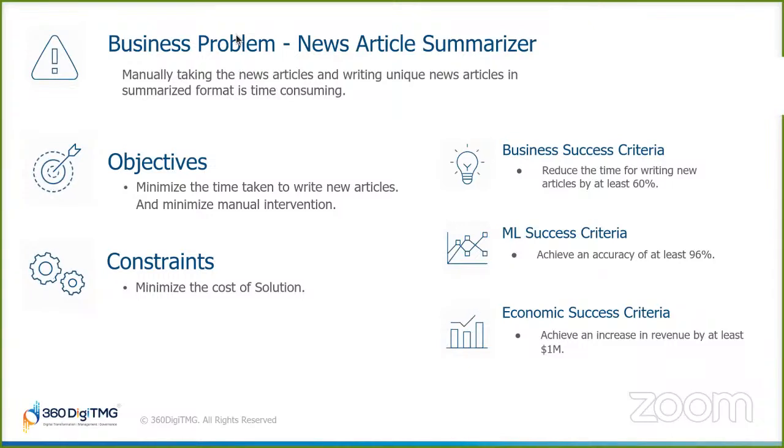For this we have business success criteria, ML success criteria and economic success criteria. Business success criteria is reducing the time for writing news articles by at least 60%. The ML success criteria is achieving an accuracy of at least 96%. And economic success criteria is achieving an increase in revenue by at least $1 million. So this is the business problem which we have.